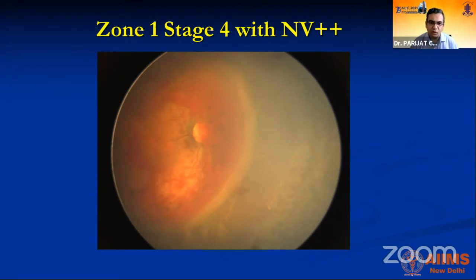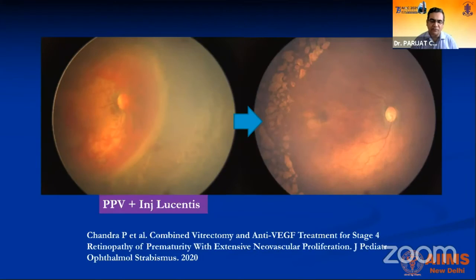This is another case scenario where despite laser, you can see that the TRD is still lifting up, and you can see extensive neovascularization is there. So in these cases, we like to give anti-VEGF at the end of surgery under air, so that the effect of this can contribute to the regression of the disease. And you can see in this kind of thing, the regression which you see here, this kind of clean regression is only possible when you combine anti-VEGF along with surgery.